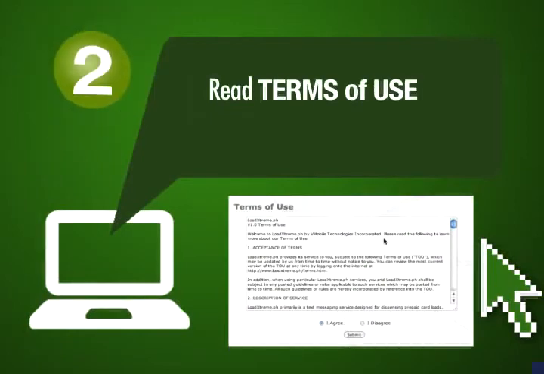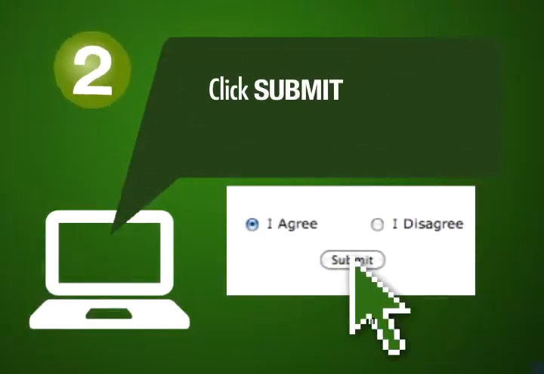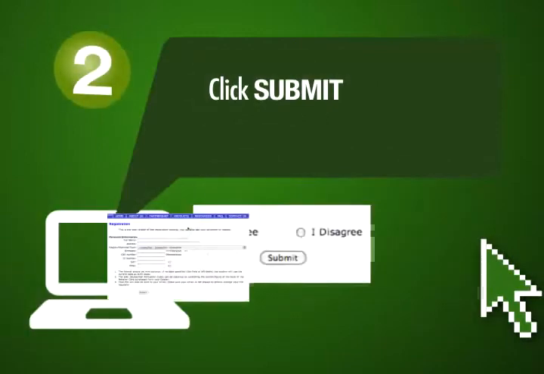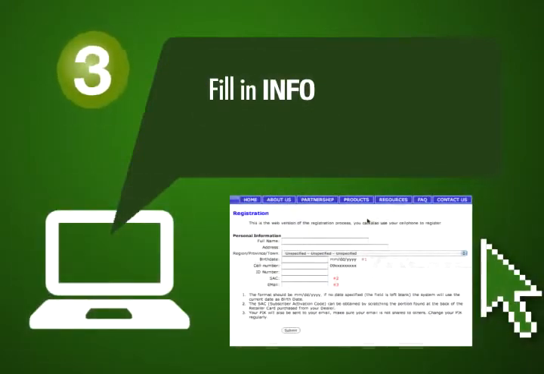Step 2. Read the Terms of Use. If you find the provisions of the Terms of Use acceptable, select I agree, then click Submit. This action will bring you to the registration page. Step 3. Fill in all the required information in the registration page. Make sure that all the information you entered are correct, then click Submit.